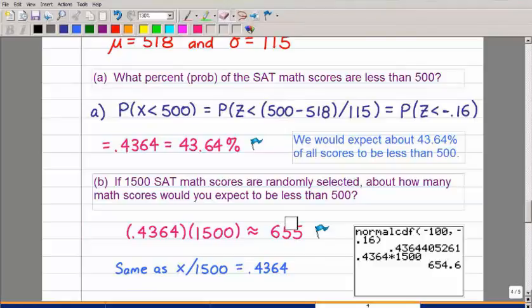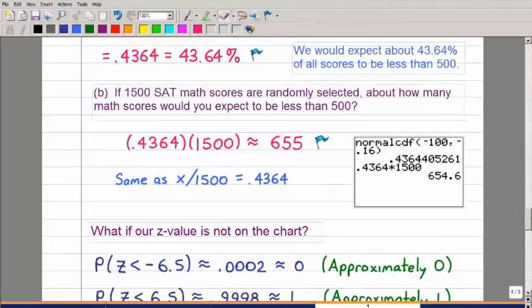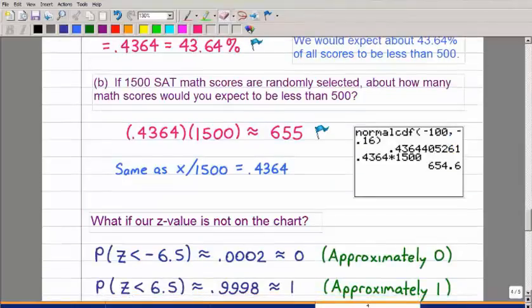You see I got 654.6. Well, this obviously has to be an integer number because it's the number of people. So we would say 655 people we would expect to be less than 500. So that's not too bad. Just multiply the probability times the grand total.